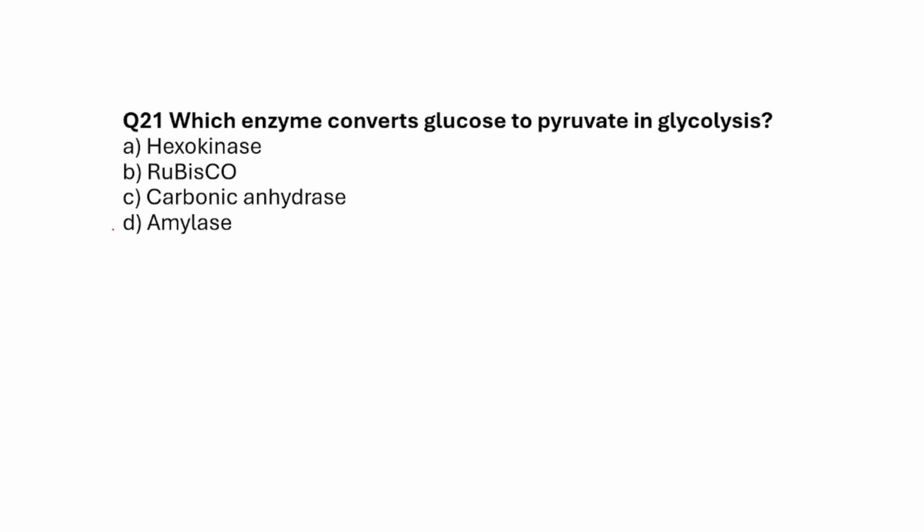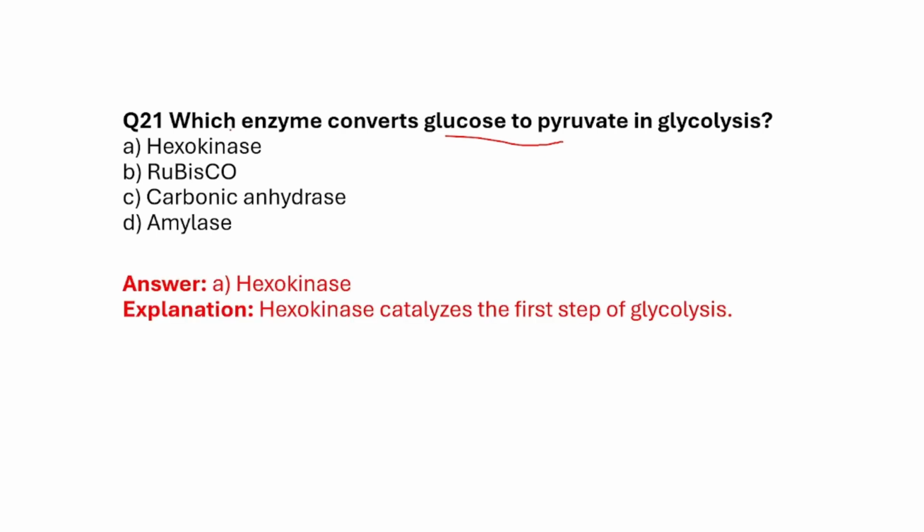Which enzyme converts glucose to pyruvate in glycolysis? Glucose to pyruvate. Okay, which enzyme? Hexokinase, Rubisco, carbonic anhydrase, amylase. So option A is hexokinase.